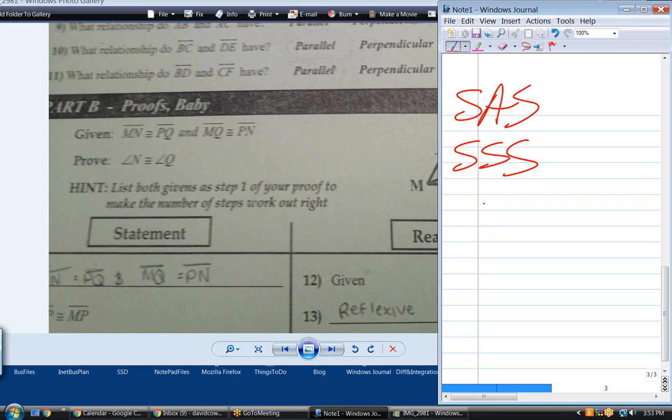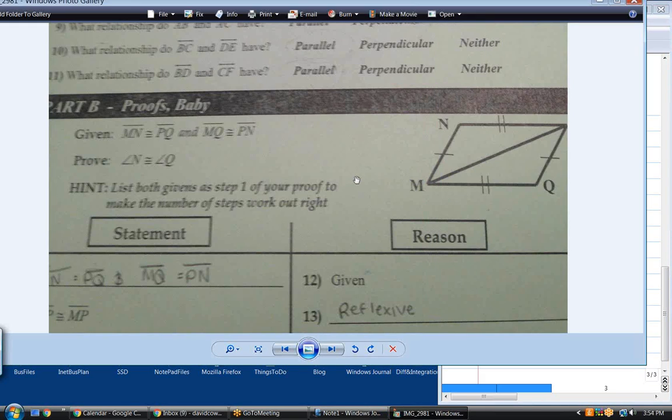So, A, S, A. Okay, that's one of them. And then A, A, S. That's the other one. So those are the only four things we can use. Okay. Now, what two do we know? You know N and Q? We know side, side.